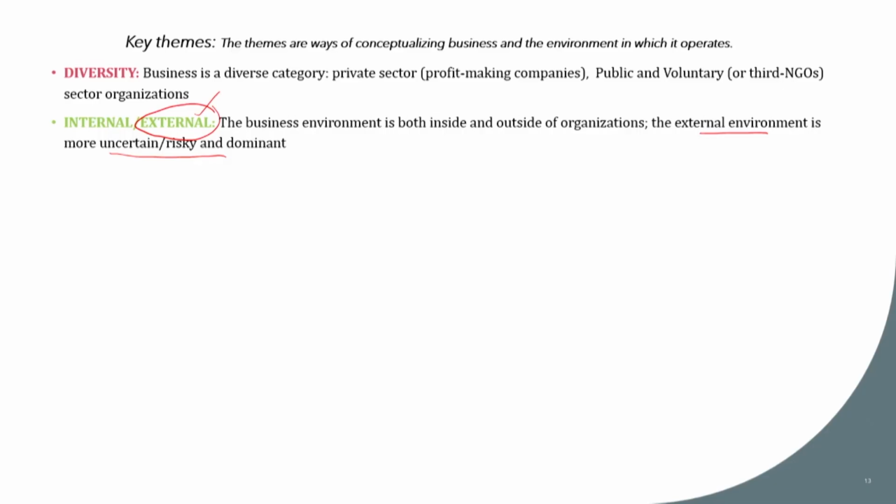Then at the end of the course, we'll see how firms devise strategies to address the various external environments. Most of them are very uncertain, as I already mentioned here, uncertain, risky, and firms develop strategies to predict and respond accordingly to this external environment.